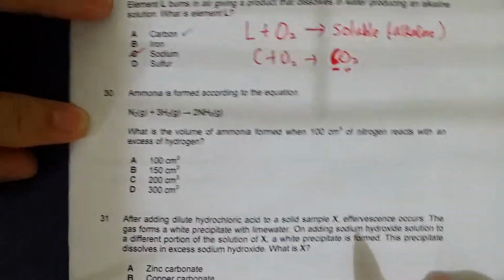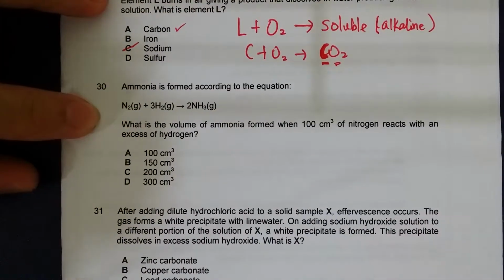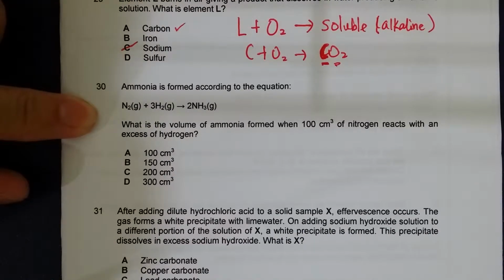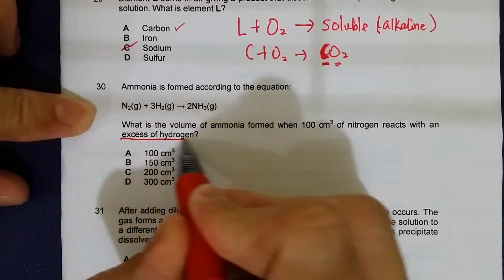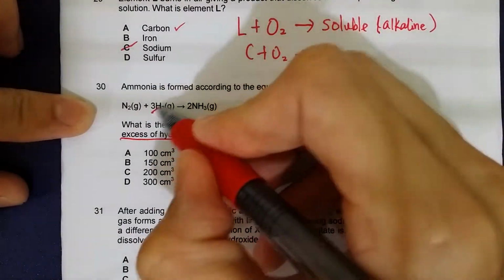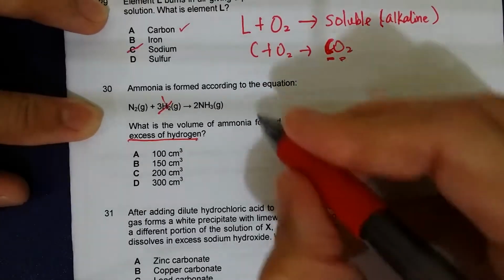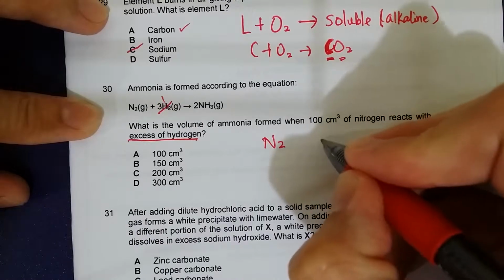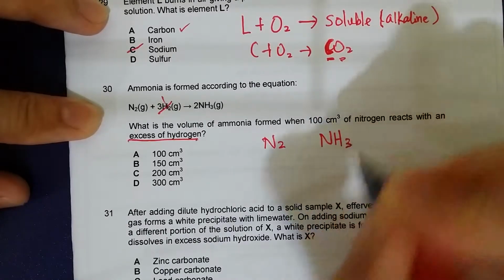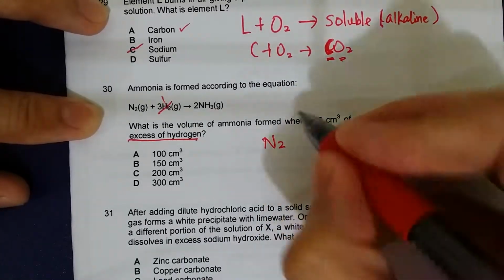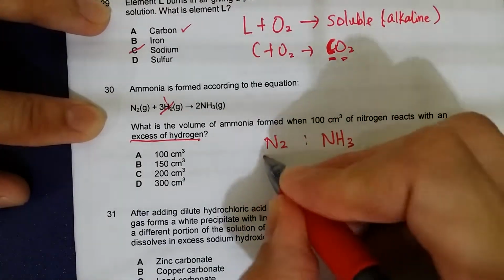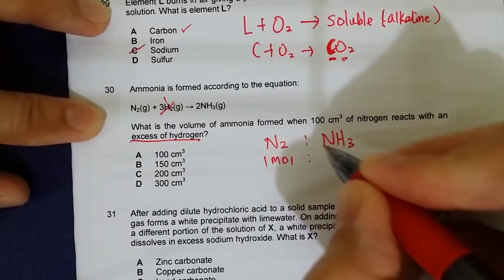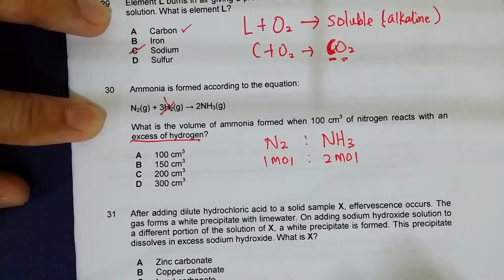30. Ammonia is formed according to the equation. What is the volume of ammonia formed when 100 cm³ of nitrogen reacts with an excess of hydrogen? When you see excess of hydrogen, that means you don't have to look at hydrogen. You have nitrogen, and you have to find out the volume of ammonia. What is the mole ratio? According to the equation, 1 mole to 2 mole.